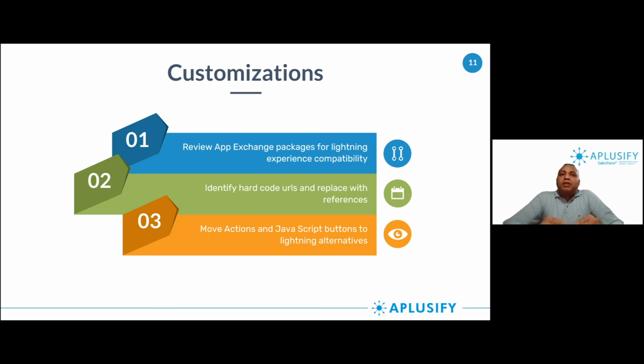So ask your person who is actually maintaining your org to look into all these three things, because most of the times we have experienced that when people move from Classic to Lightning, they miss all these things, and then it causes a problem in between. So if you have identified that and taken sufficient steps to avoid them, it would be a smooth migration.